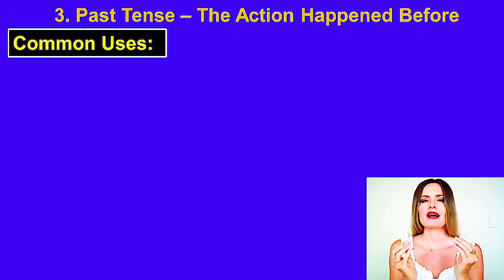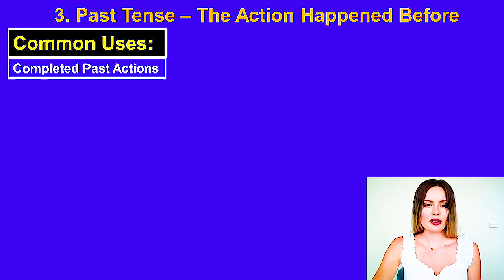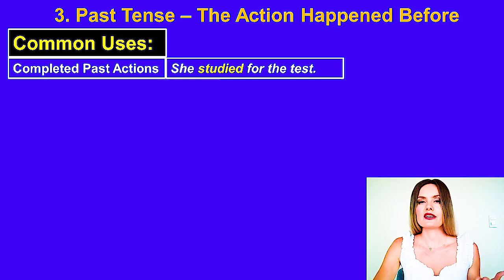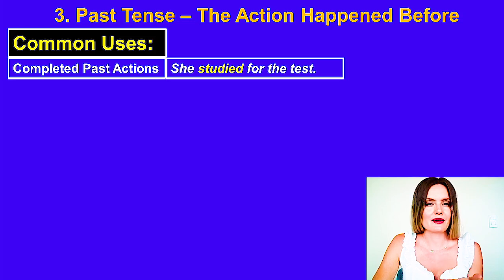Now let's take a look at the common uses of past tense form. So we use it for completed past actions. For example, she studied for the test. This is the past simple tense, studied.